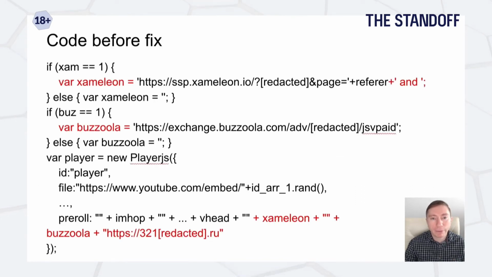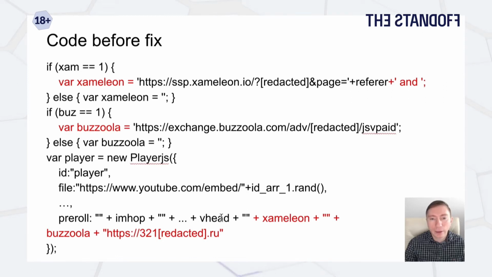This is a snippet of the code before the fix. We have some links to advertising entities, and they were using AND as a separator. They had some strings, they concatenated those strings, and those strings were separated by AND. And here was a list of like 20 to 30 advertising links that they were using.